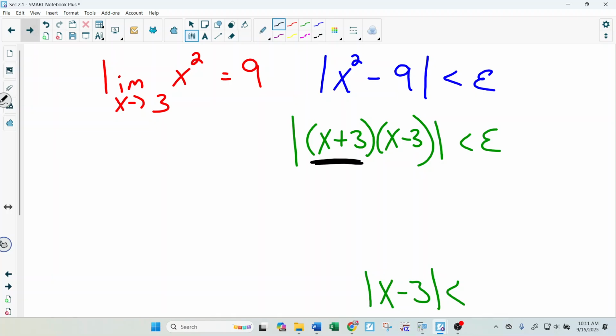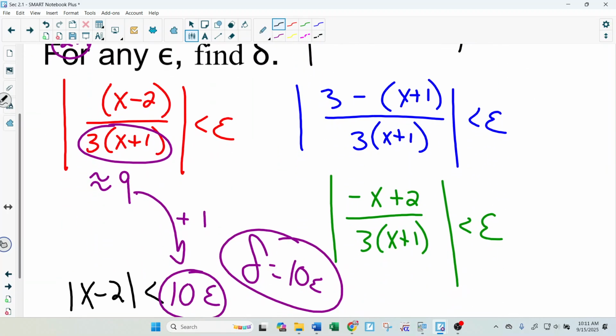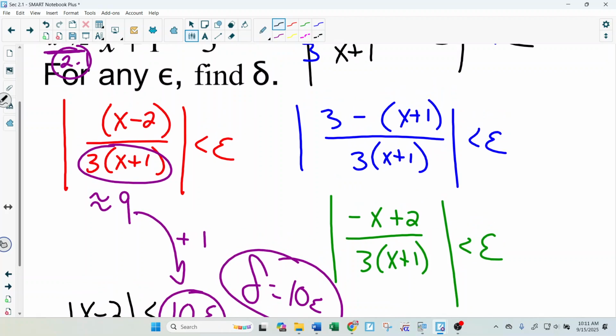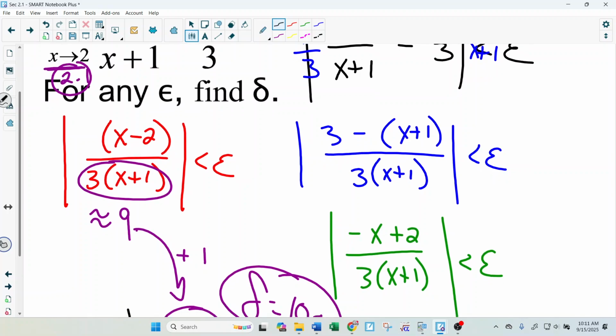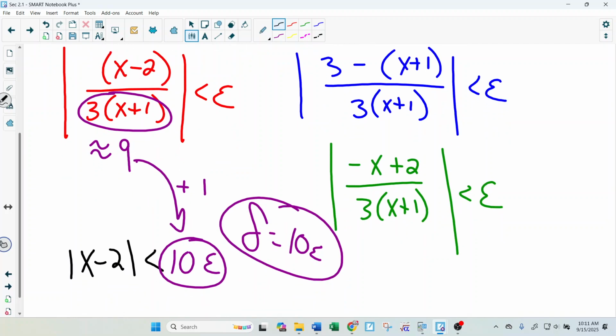Now, if you remember, we did one last time where we said the bottom got close to 9. But as x got close to 2, we didn't know if x was a little bit bigger than 2 or a little bit smaller than 2. So we said if this is 9, it could be bigger or smaller than that. So we went bigger, and then we multiplied by 10. Same kind of thing is going to happen here.